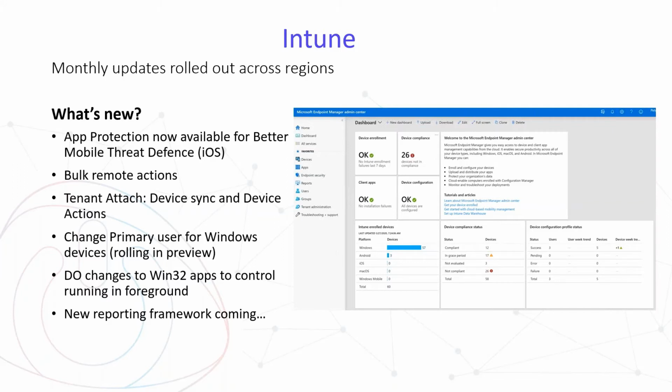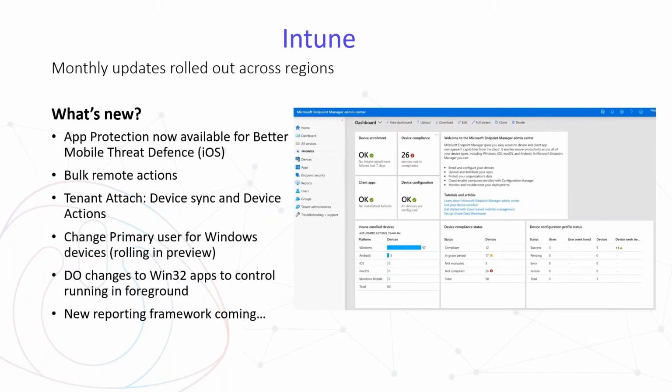What's new? So again, when you start looking through what's new, there's a lot of small things, enhancements, little GUI changes, that kind of thing, but I've been through and called out a few little things. Application protection, or MAM if you like, is now available for better mobile threat defense on iOS only. So consider better mobile threat defense as an AV almost for your devices.